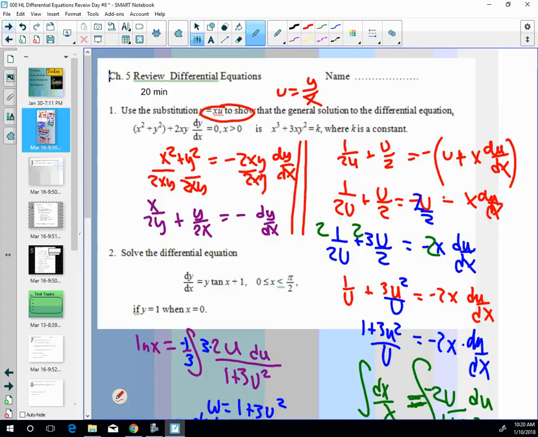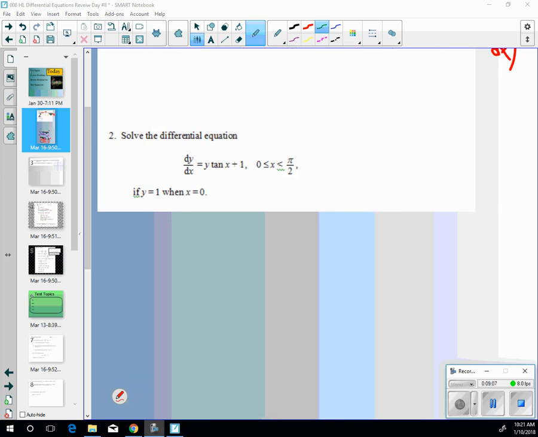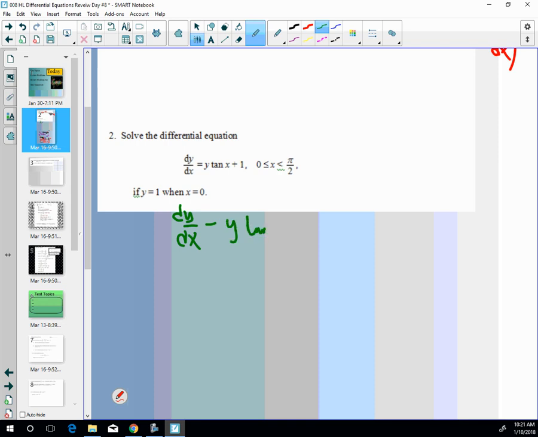Holy cow. This number 2. Question? Let's look at this integrating factor one. Organize it: dy dx minus y tangent x equal 1. And what's p of x going to be? What's in front of y? Negative tangent x. And what's q of x going to be?